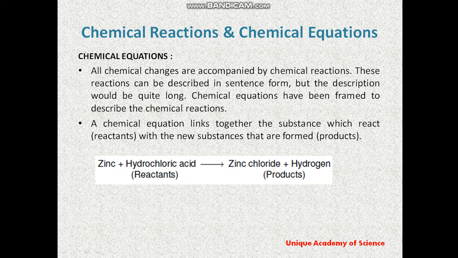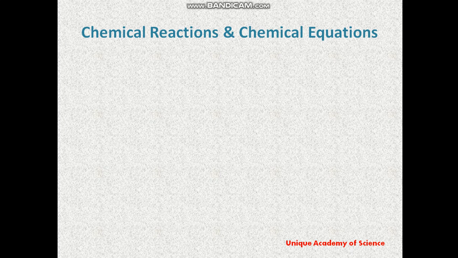So here we can write it like an equation. This is known as a chemical equation. A chemical reaction can be summarized by a chemical equation, in which we put the reactants and what products are produced.